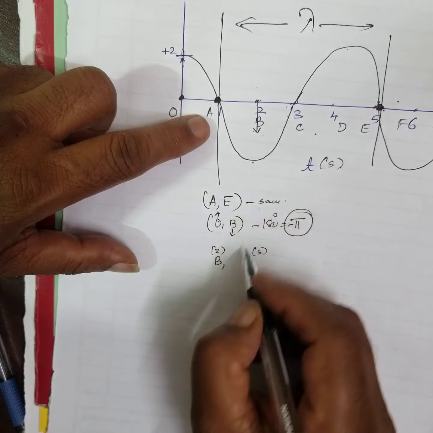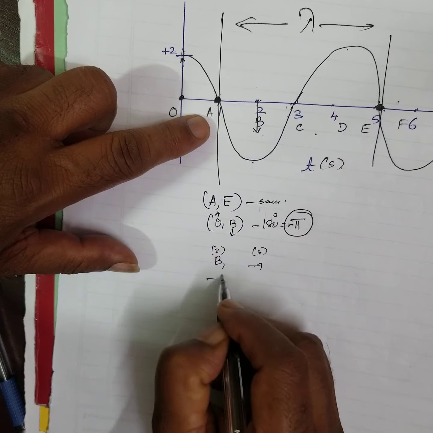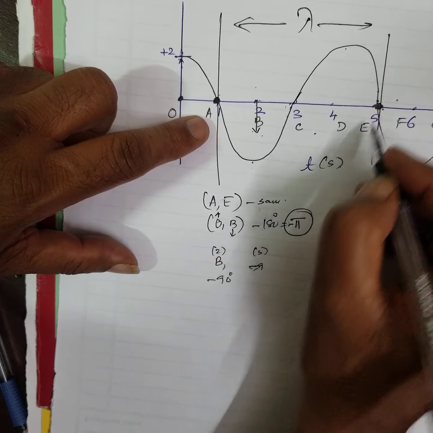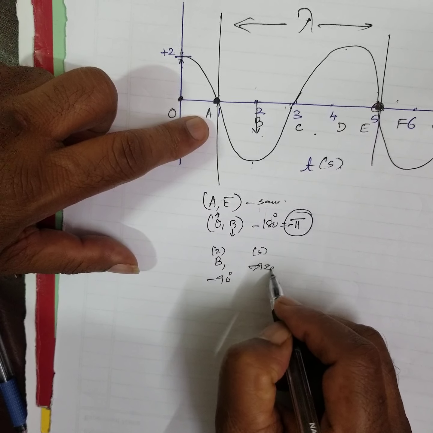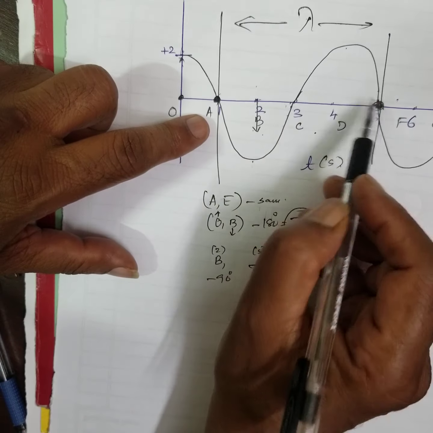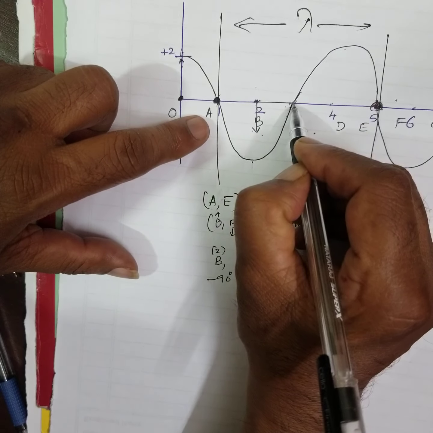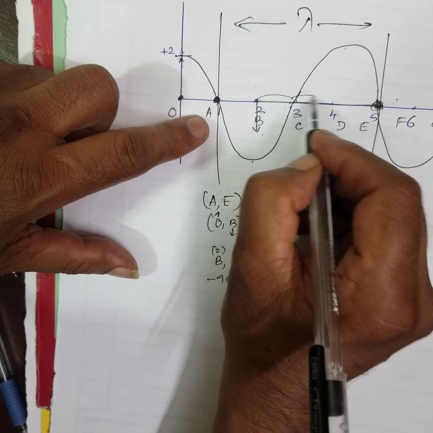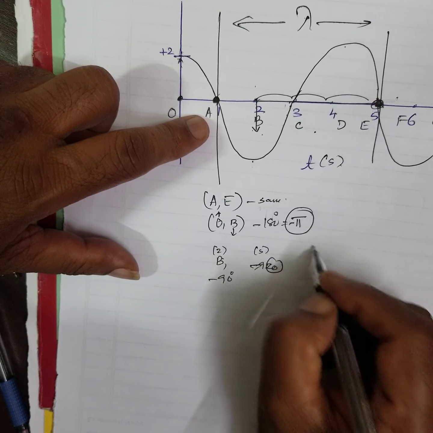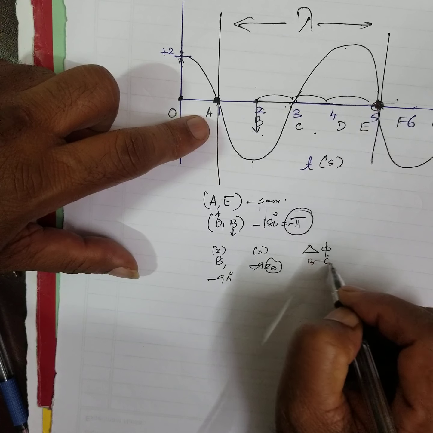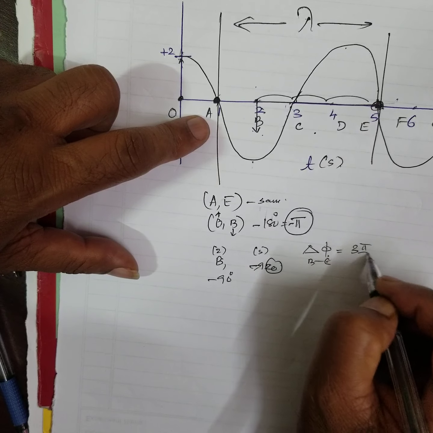This is minus 90 degrees. What about this phase? 0. Right? And what is the phase difference if they ask? From here to 90, here 90, 90. Therefore, how much? 90 plus 90 plus 360. The phase difference between B and E is equal to 3 times 90.